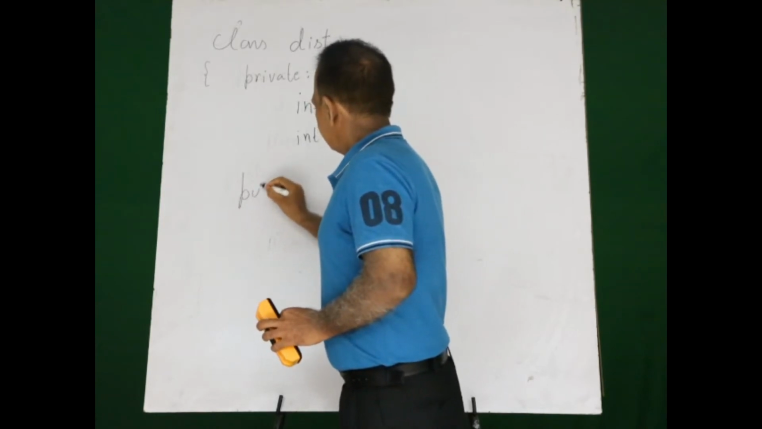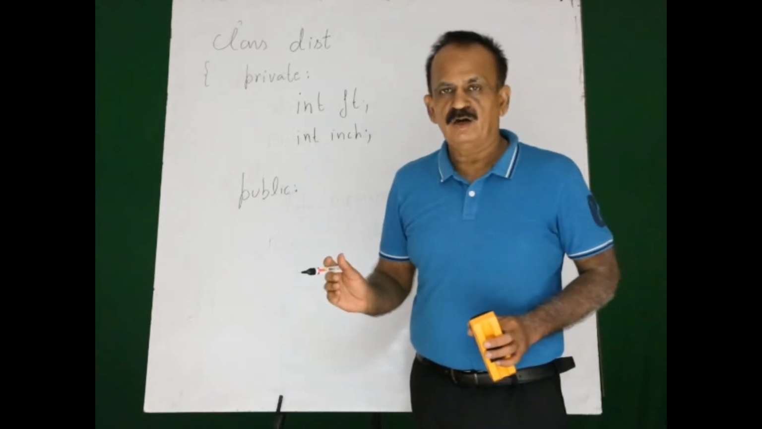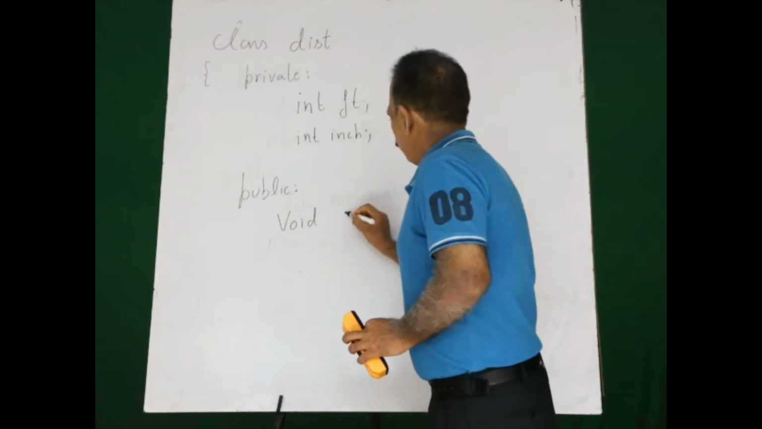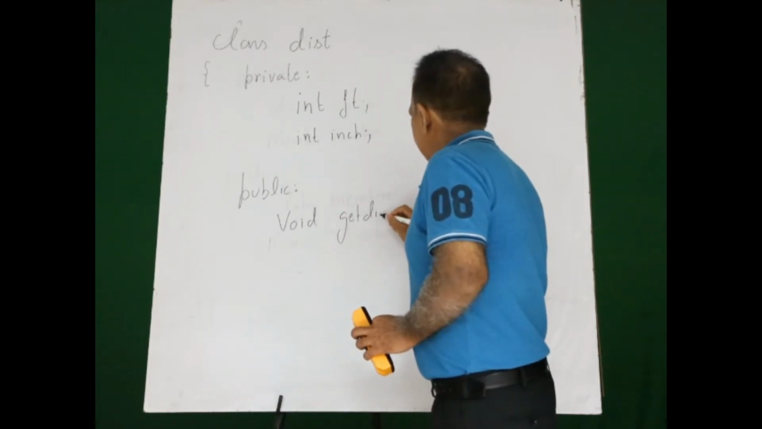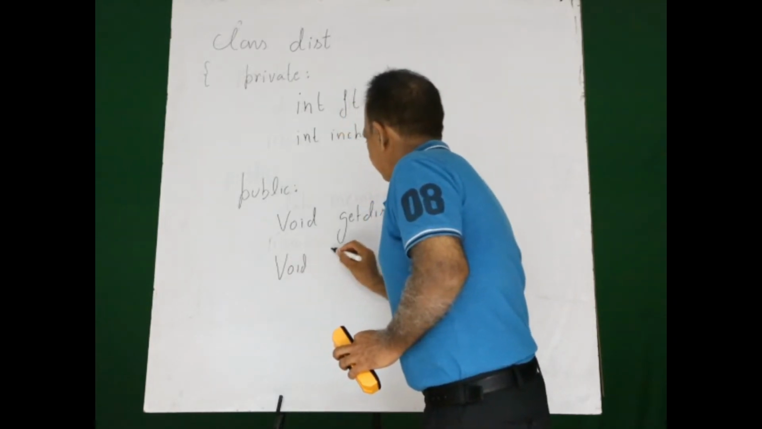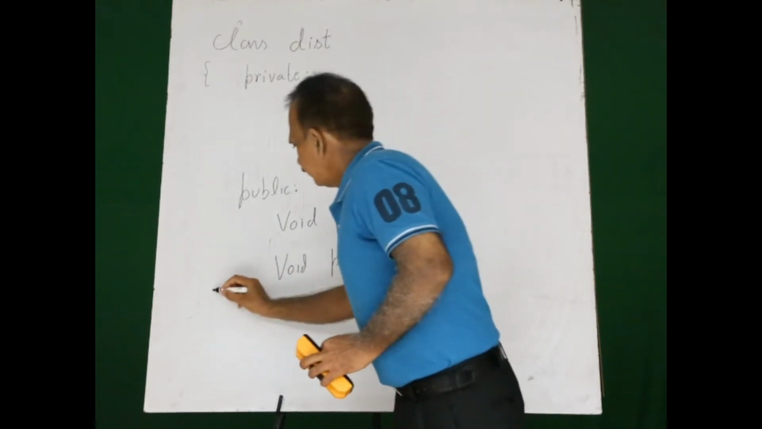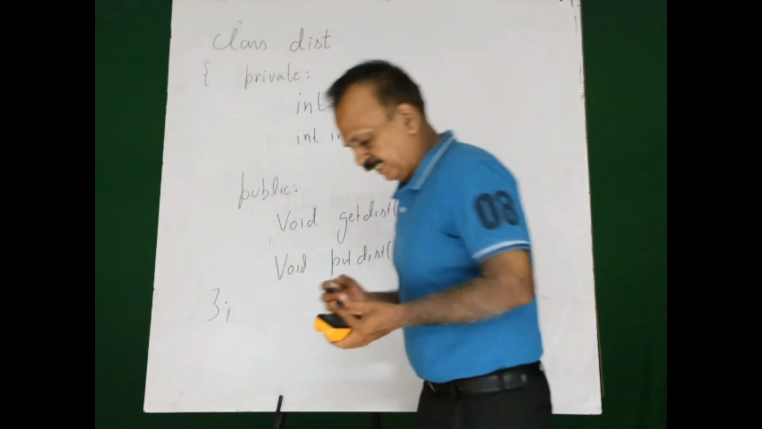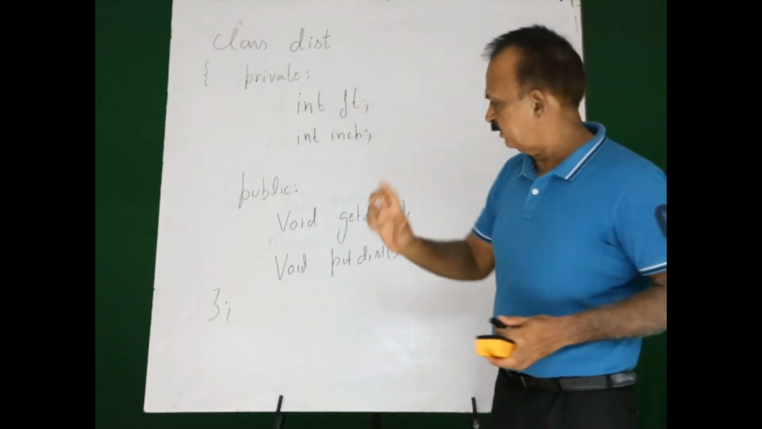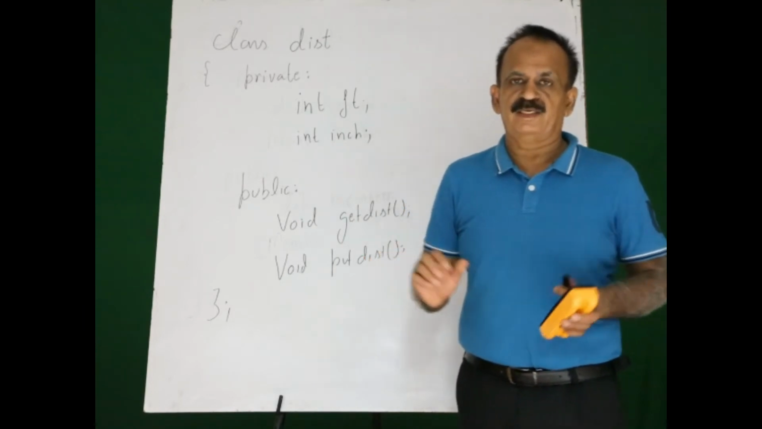Now public: those members which can be accessed within or outside the class. I am writing two functions: one is get distance, to input the distance, and the other is put distance, to display the value of distance. Now I have declared a class with two data members, feet and inch, and two member functions, get distance and put distance. This is the definition of the class.